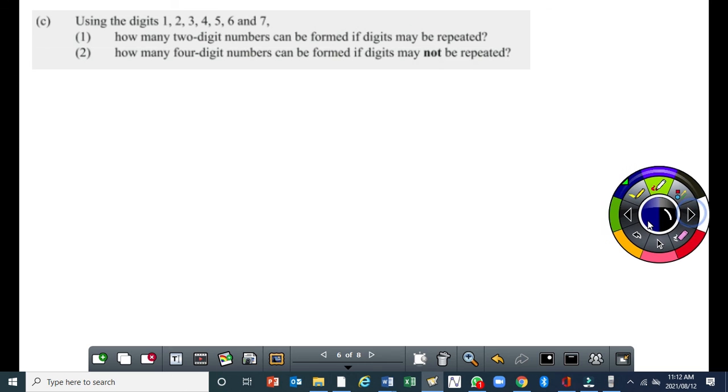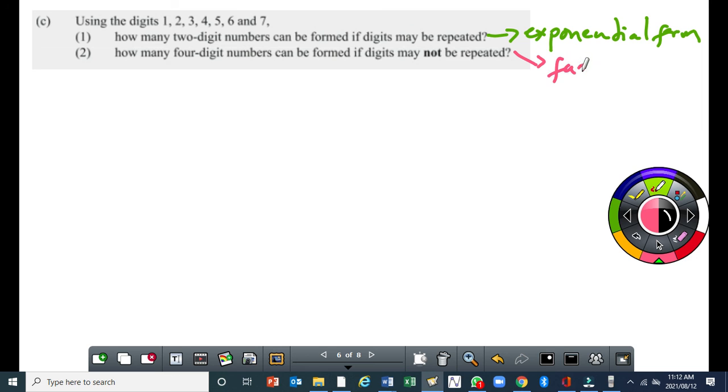Okay, so check this now. The question says, using the digits 1 to 7, how many 2-digit numbers can be formed if digits can be repeated? If the digits can be repeated, then we use the exponential form. If digits may not be repeated, then we use the factorial form. This is very important for you to understand.